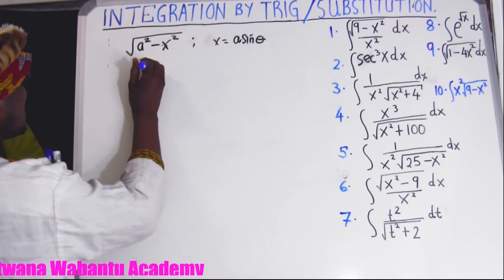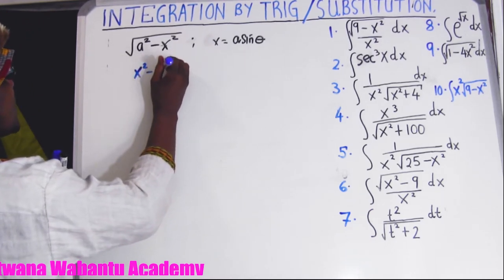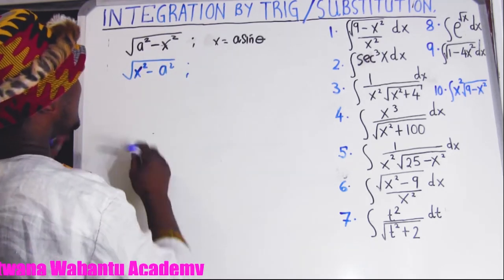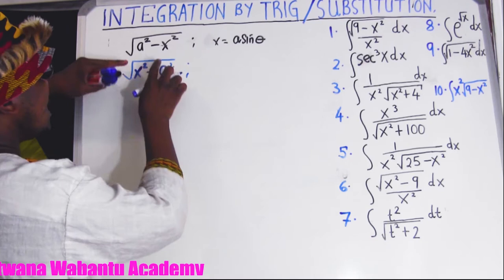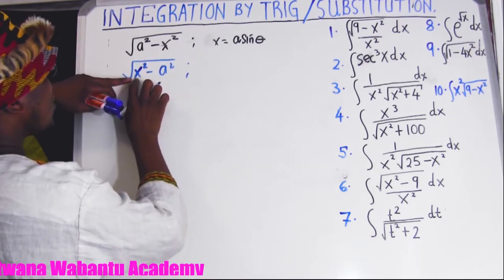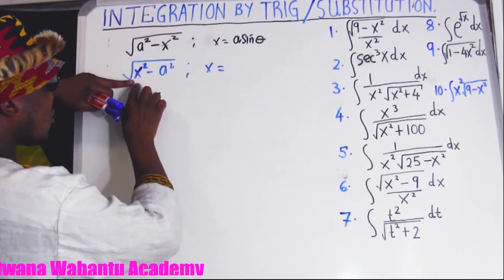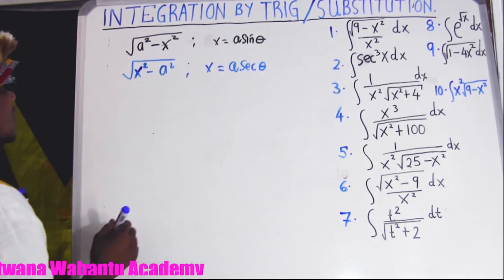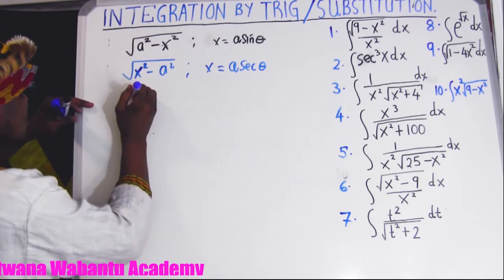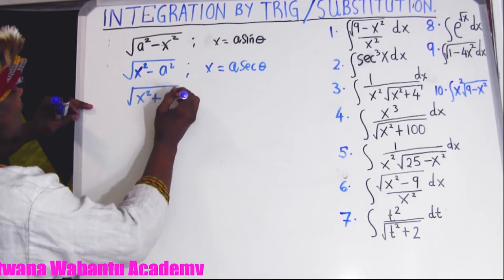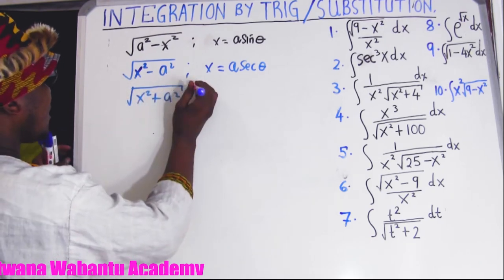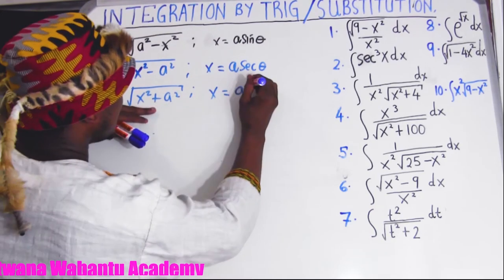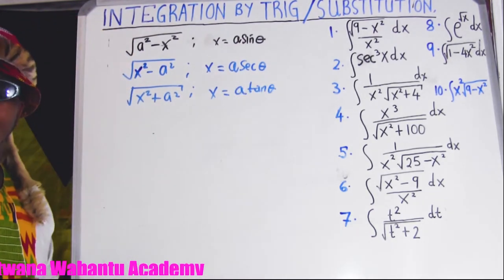Another one: if I have x squared minus a squared, where a squared can be 9, 100, any number, this is secant substitution. If you start with x squared, this is sec. So you let x equal a sec of your angle. The other one: if you have x squared plus a squared, this is tan. So you say x equals a tan of the angle. You're going to have to know this one.